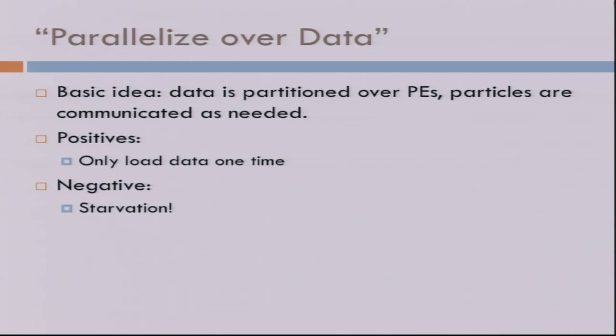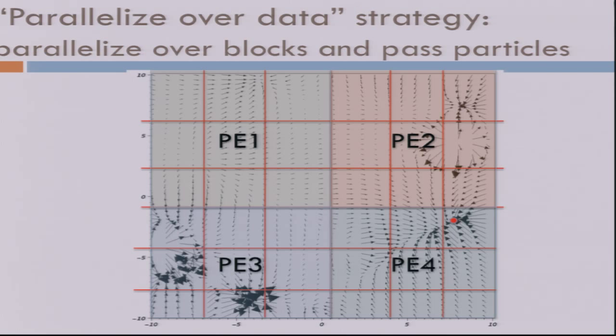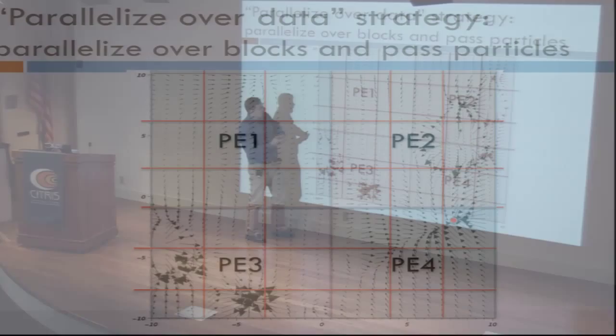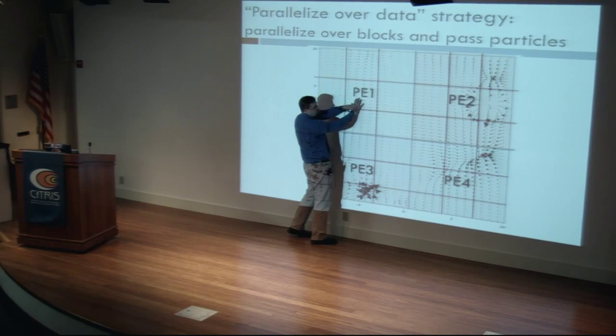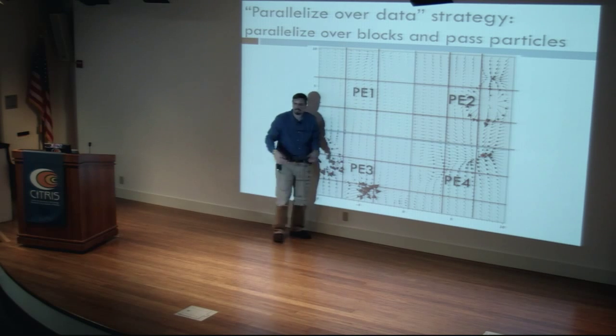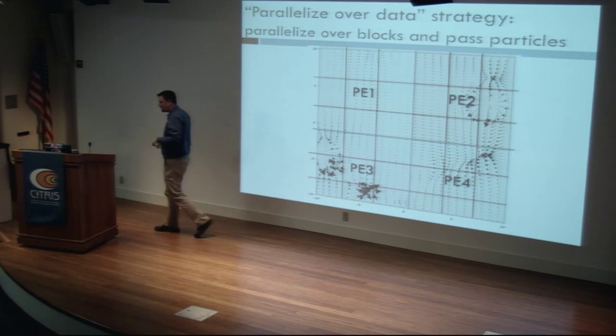But the negative part is starvation. So imagine, well, if you have one particle, only one processing element can be working at a time. But if you have hundreds of particles or thousands of particles, or there are actually some use cases where you want to have millions of particles. I didn't really motivate that because that wouldn't make sense for streamlines, but for some of the other tools in our toolbox, you do want to have millions of particles. And imagine they were all right here. Well, this processing element would be doing all the work, and these guys would be busy waiting. And so that's clearly a bad idea as well.